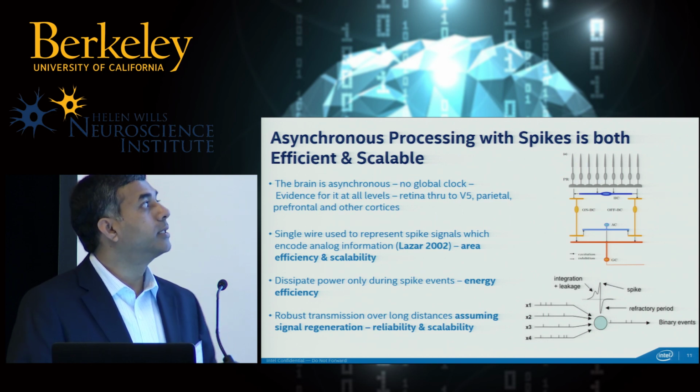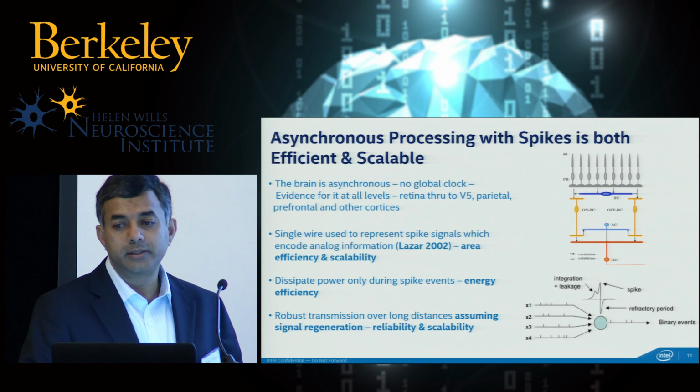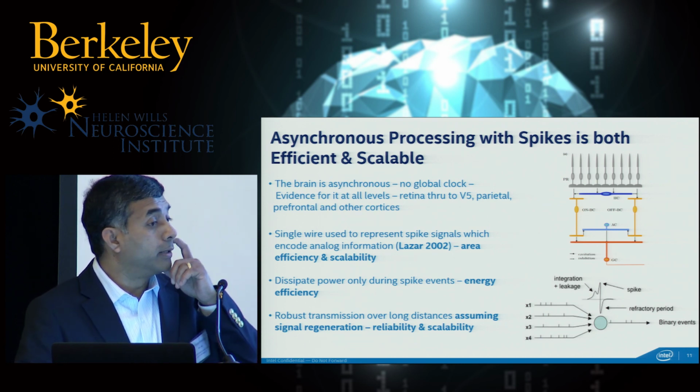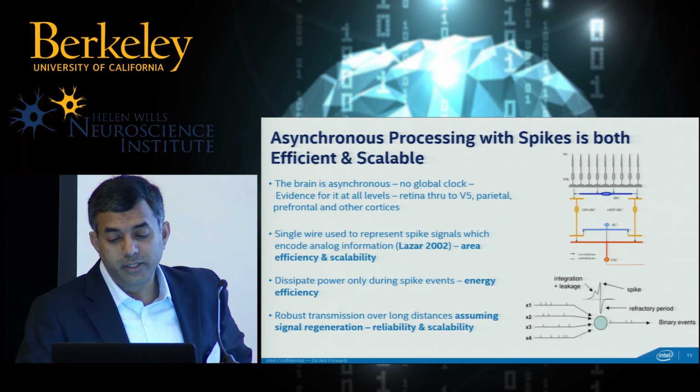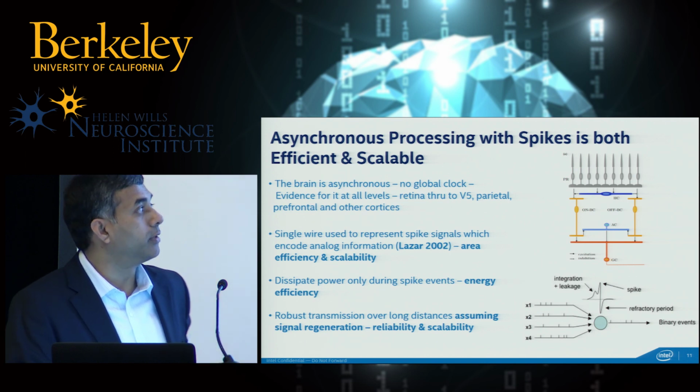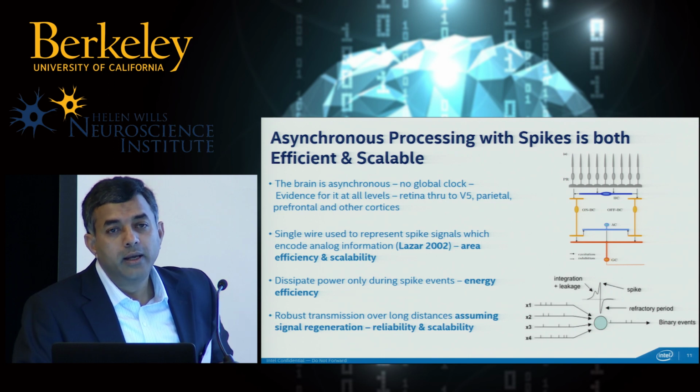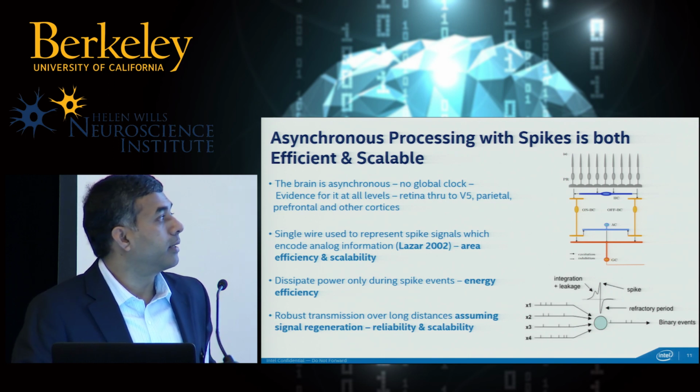So what this means is it's going to offer you area efficiency and scalability. That's the first point. And the second point being that these events, so-called address events, or events that mimic some sort of a salient activity at a neuronal level, dissipate power only during the spike events. So there's energy efficiency, so to speak, from that.